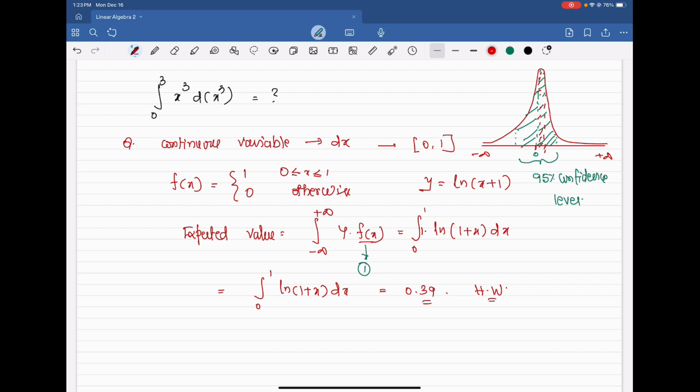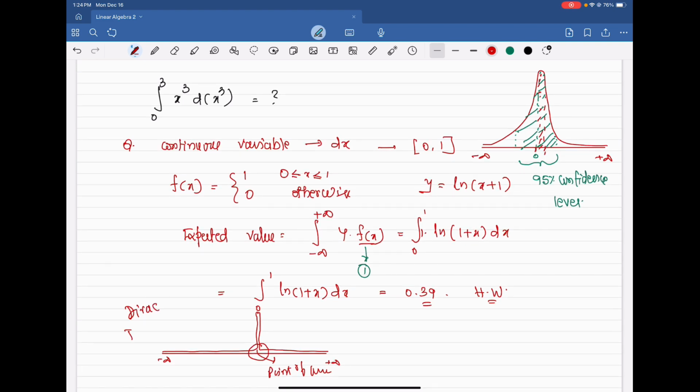Even the Dirac delta function is there, for which the function moves like this, from minus infinity to plus infinity. Suddenly, after moving like this, it takes a unit value and suddenly drops. This particular point is the point of concern in the Dirac delta function.